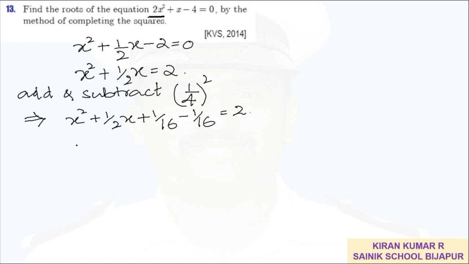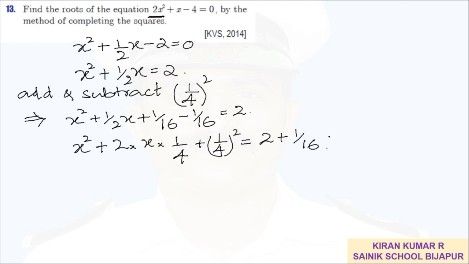Further, I will write this as x square plus 2 times of x into 1 by 4 plus 1 by 4 whole square equal to 2 plus 1 by 16. What did I do in this step? Observe properly. I have written this half x as 2 multiplied to x multiplied to 1 by 4. 2 times is 1 by 2.